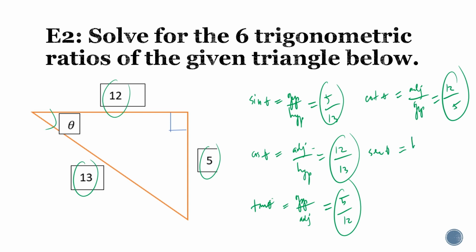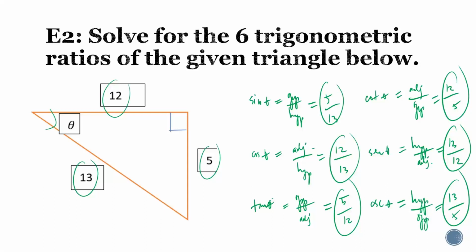The reciprocal is equal to hypotenuse over adjacent, is equal to the hypotenuse, 13, over the adjacent, which is 12. Next, the last, cosecant theta is equal to hypotenuse over opposite, is equal to 13 over 5. So here are the 6 trigonometric ratios of the given triangle.